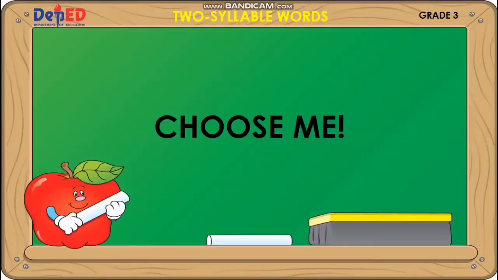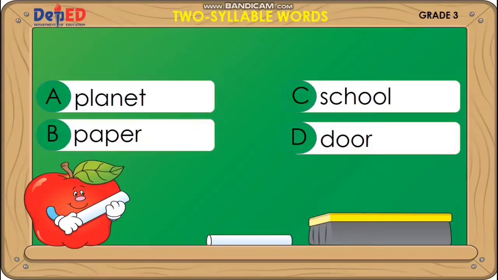Now, we will be having an activity and this is called Choose Me. What you are going to do is to choose the two-syllable words in the following words I'll be showing you. Are you ready? What are the two-syllable words in this group of words? A. Planet. B. Paper. C. School. D. Door.